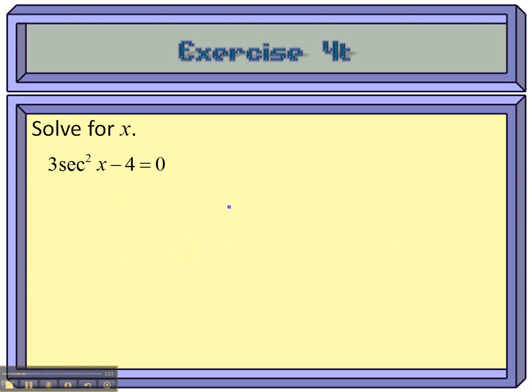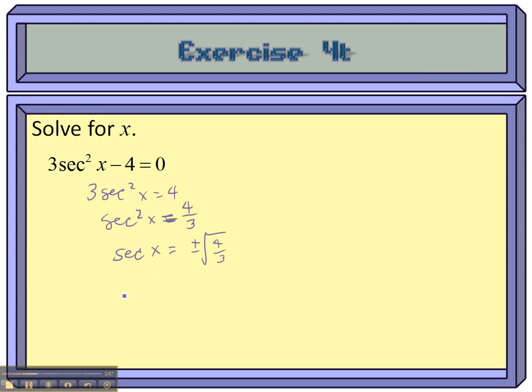On the trig side, do the same thing, except we're going to isolate the secant squared. So add the 4 over. 3 secant squared x equals 4, divided by the 3. This is an equal sign, by the way. Take the square root of both sides. When I take the square root of secant squared, I just get secant x equals, take the square root of this, just like before, I have the square root of 4/3, and break it up.